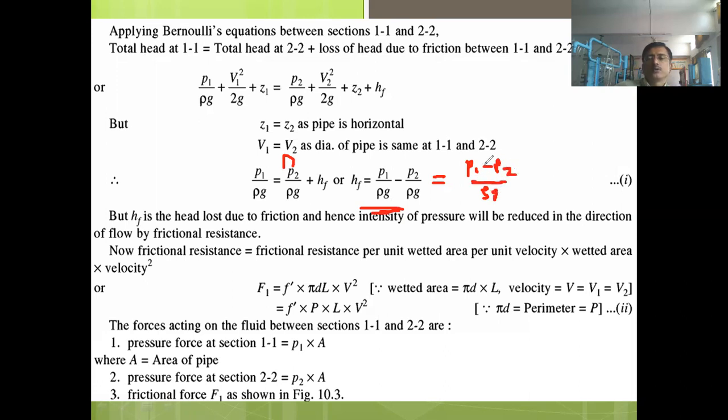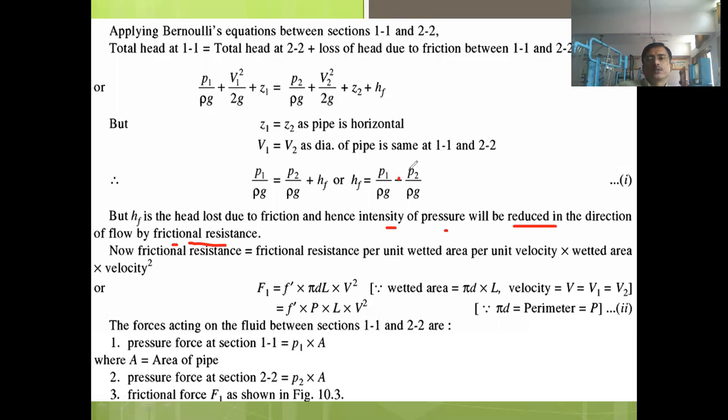Frictional pressure head difference. Okay, pressure head at section 1 minus pressure head at section 2 is nothing but it is the head loss due to friction. HF is the head loss due to friction, and hence intensity of pressure will be reduced in the direction of flow by the frictional resistance. Right, intensity of pressure will be reduced.